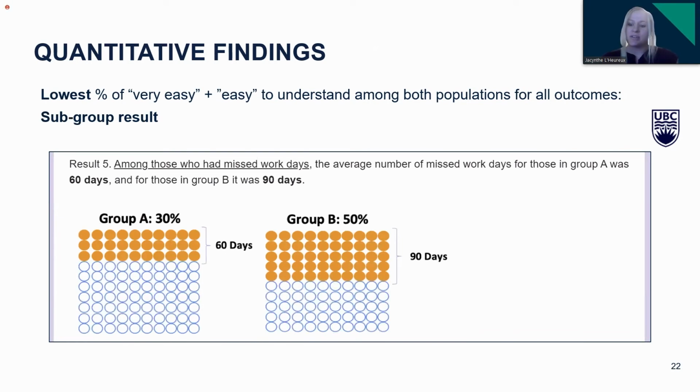The result within each outcome that got the lowest percentage of very easy or easy to understand was our result showcasing the subgroup result. Again, using absenteeism as an example, the format of that result was: among those who had missed work days, the average number of missed work days for those in group A was 60 days, and for those in group B, it was 90 days.